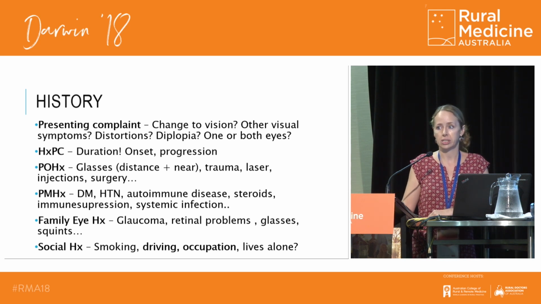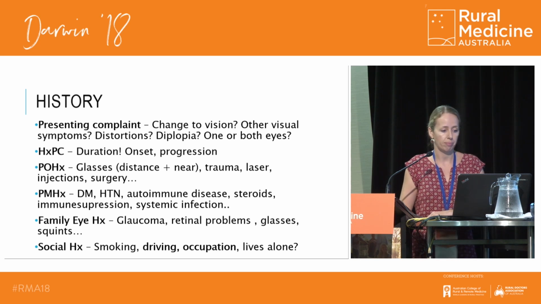Duration, onset and progression is also very important. If a patient comes in with vision loss, but that actually happened 12 months ago, then it becomes less urgent to send the patient into a major centre. So always try and pick the patient's brain about that.